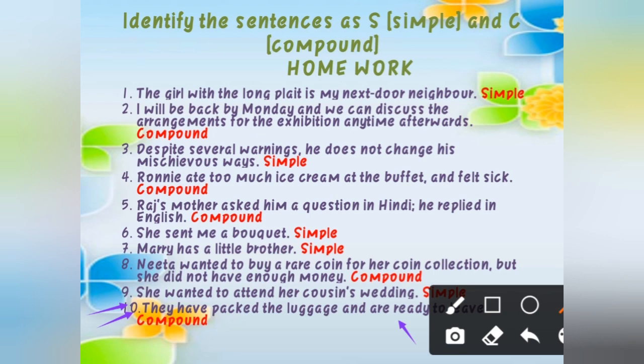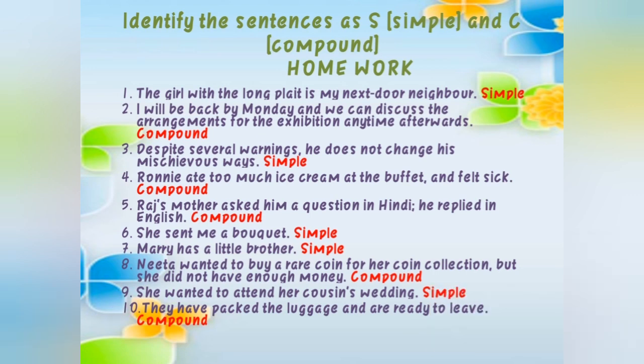By this you will not say, ma'am, this sentence is incomplete. No, this sentence is complete. It is understood that they are ready to leave. That's why it is joined with and, so this is our compound sentence. I hope you have understood and you have done your homework carefully.